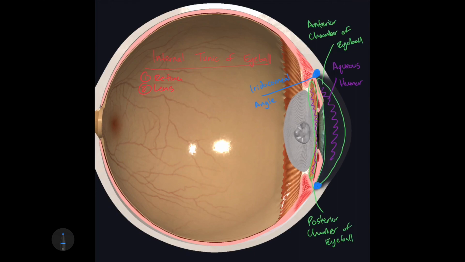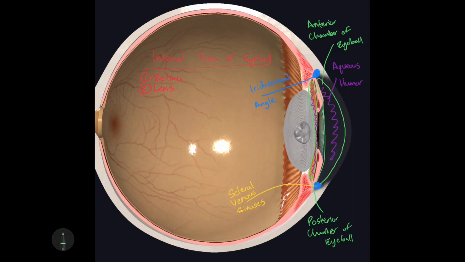In the iridocorneal angle, we have a bunch of different sinuses. They're like little channels at this junction, and it allows the aqueous humor to drain into the vascular system of the vascular tunic. Those little sinuses are called scleral venous sinuses. Again, those are little sinuses or chambers found at the iridocorneal angle.